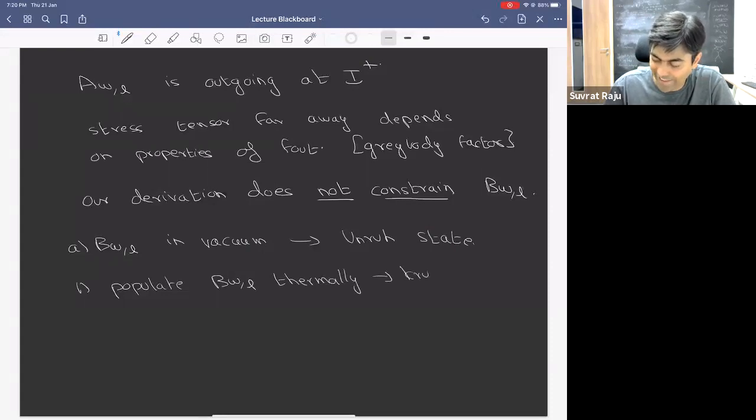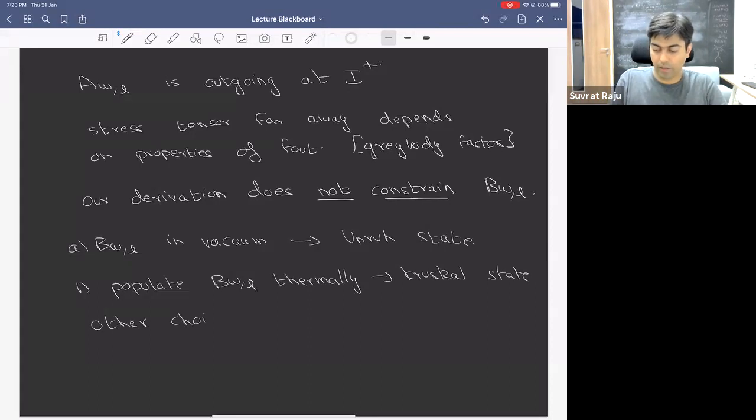Okay? And by doing this, you can actually change the flux that comes out at infinity. Populating b omega L thermally is like taking a black hole and feeding it all the time with some flux that's coming in from infinity, and you could choose to do that. Or you could choose to just say we are not feeding it from stuff that's coming far away and these b omega L's are in the vacuum, and you can make other choices as well.